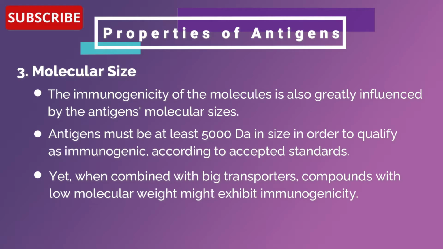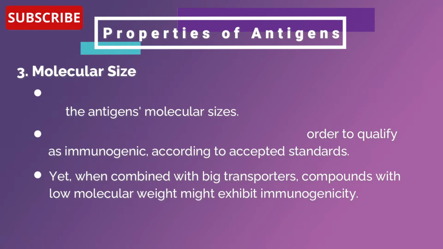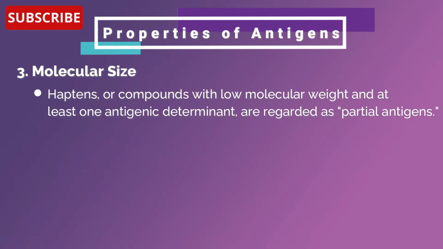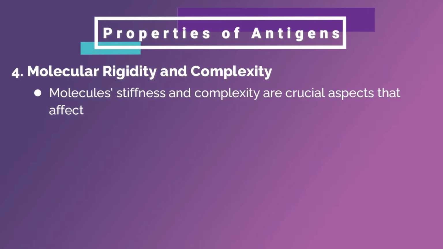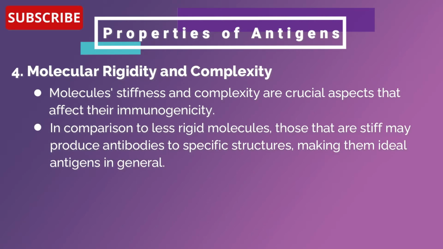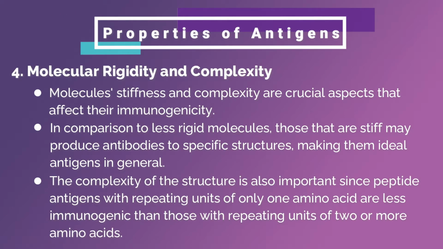Yet when combined with big transporters, compounds with low molecular weight can exhibit immunogenicity. Haptens, or compounds with lower molecular weight and at least one antigenic determinant, are regarded as partial antigens. Number 4. Molecular rigidity and complexity. Molecules' rigidity and complexity are crucial aspects that affect their immunogenicity. In comparison to less rigid molecules, those that are stiff may produce antibodies to specific structures, making them ideal antigens in general. The complexity of the structure is also important.